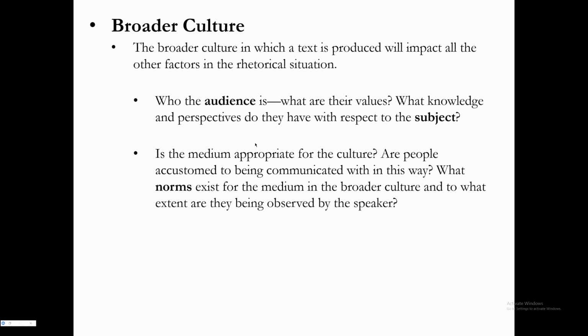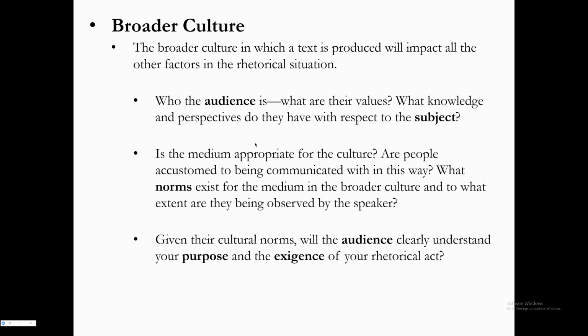Are people accustomed to being communicated with in that particular way? Is it normal to convey political ideas in a written work instead of a public speech? Is it more appropriate to convey those ideas in person or in small groups than it is to broadcast them to a wide audience? Will that take away from your credibility as a speaker if you deliver these ideas in this particular way in that culture because it's not the norm, right? You have to ask yourself all these questions.